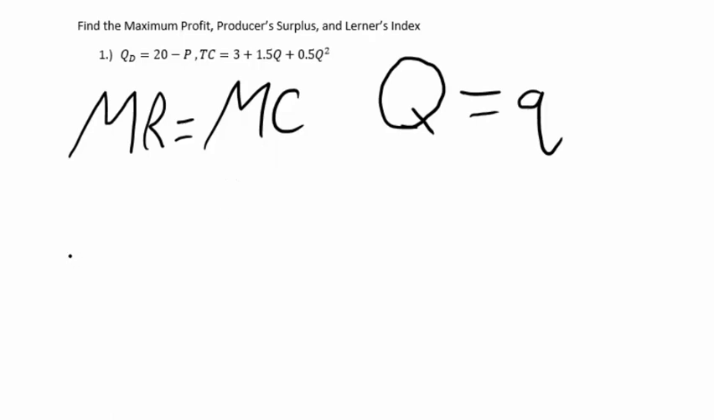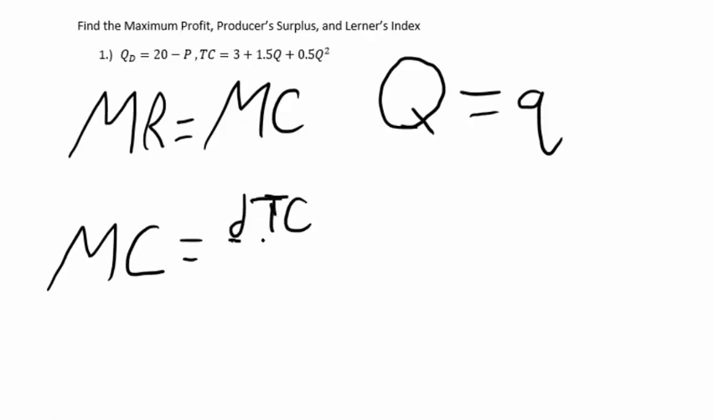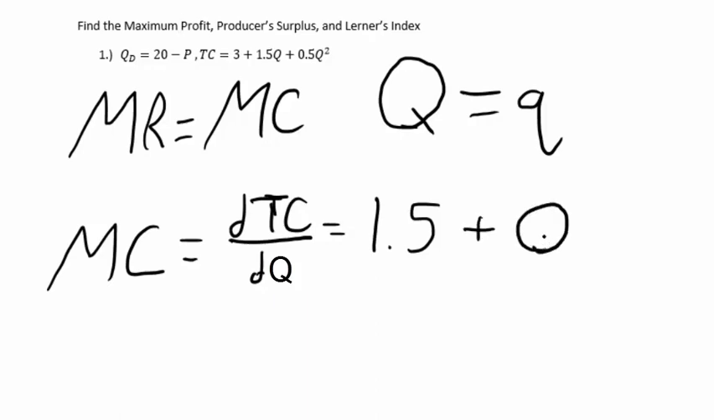So first off, let's find the marginal cost, and that is the derivative of the total cost function with respect to Q. And that derivative is 1.5 plus Q. So now we have our marginal cost.